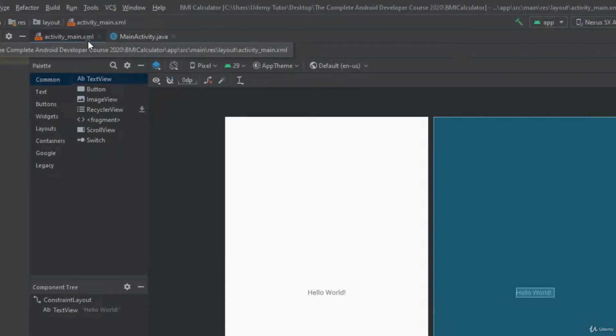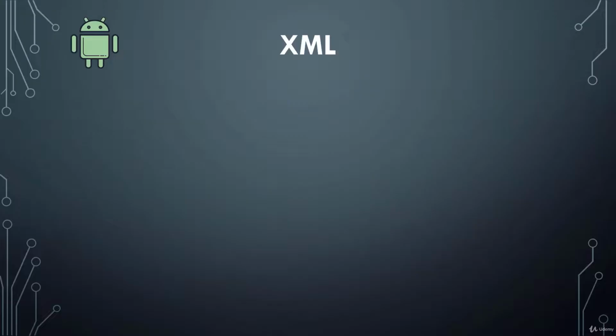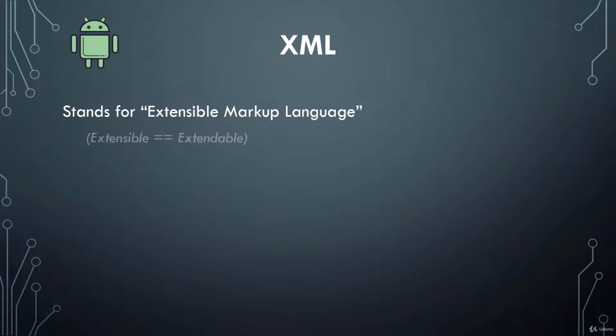Activity_main.xml. So this leads to our second objective, and that objective is to understand what XML is. So, XML. Well, first of all, it stands for Extensible Markup Language. And that's not a thing you ever really need to remember, but it's useful to know. And the word extensible is pretty much a direct synonym for extendable. So extensible equals extendable. So extensible markup language.